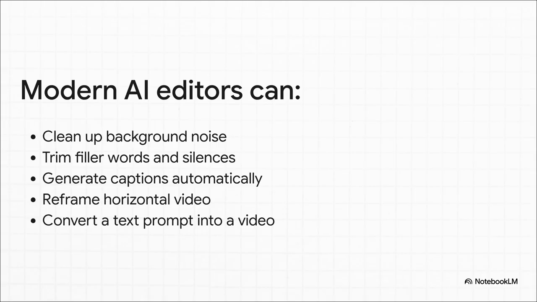And the AI tools we have today are just shockingly powerful. They can clean up messy background noise, automatically snip out all your ums and awkward pauses, and generate subtitles in seconds. Some can even take a horizontal video and perfectly reframe it for a vertical reel or, and this is just incredible, create an entire video from nothing but a simple text prompt.